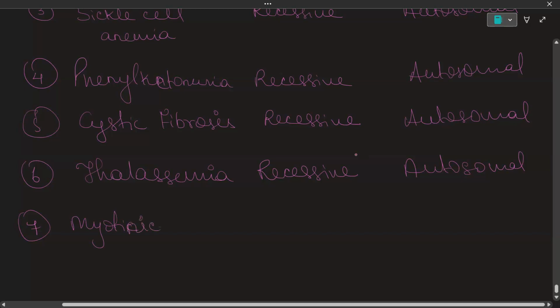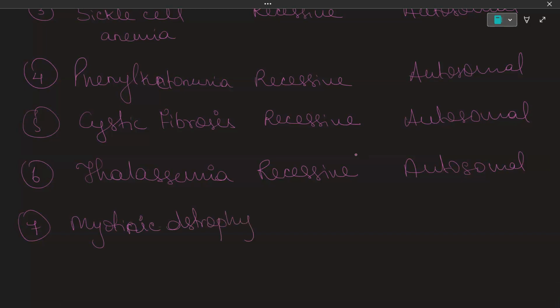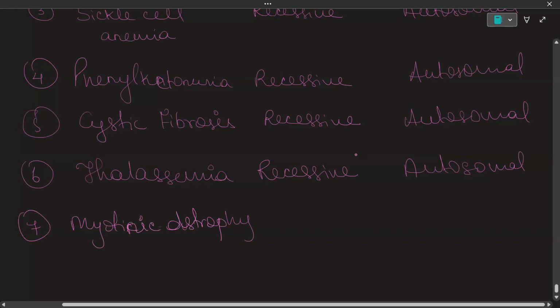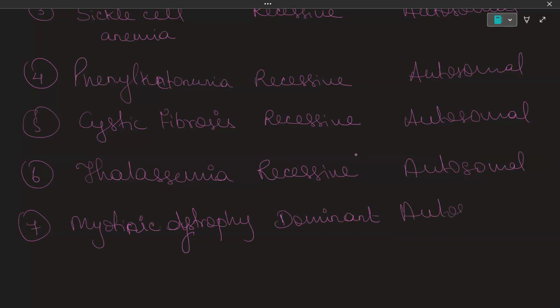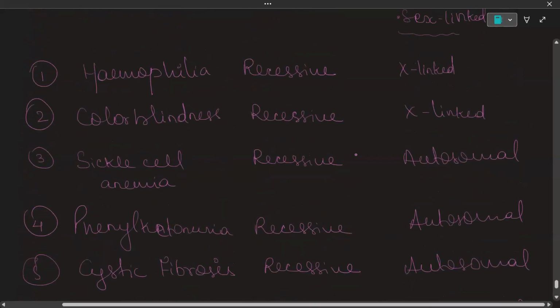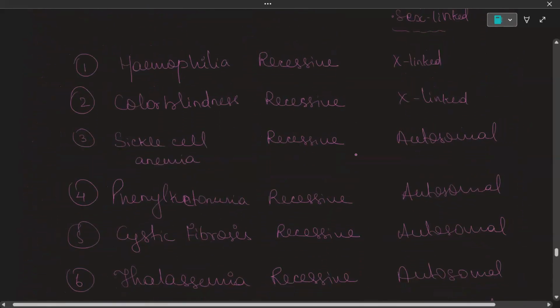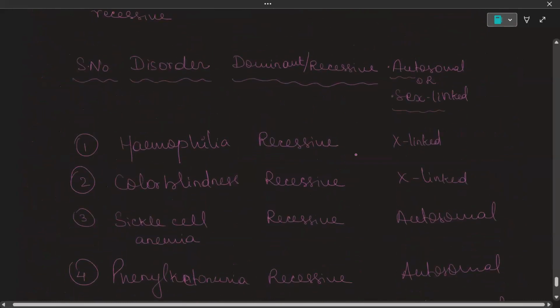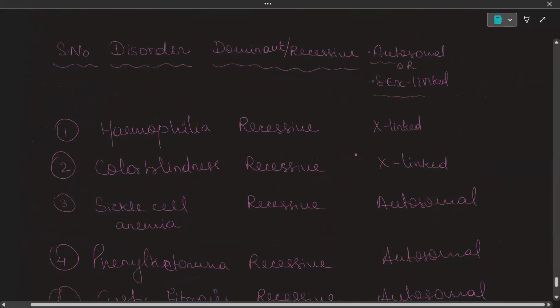I'm writing it. Myotonic dystrophy. It is a dominant type. Now, this is the only one that is a dominant type of disease, and it is autosomal. So, it is dominant autosomal. So, this is the whole concise version as to which disease is dominant, which is recessive, and whether it is autosomal or sex linked.